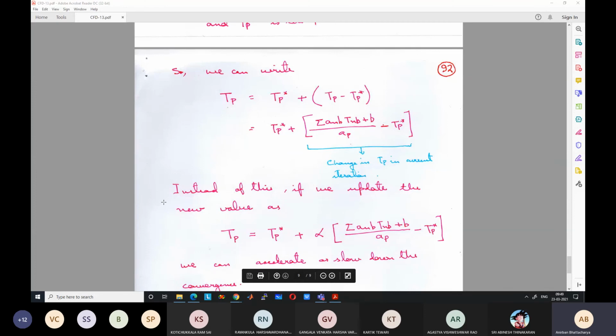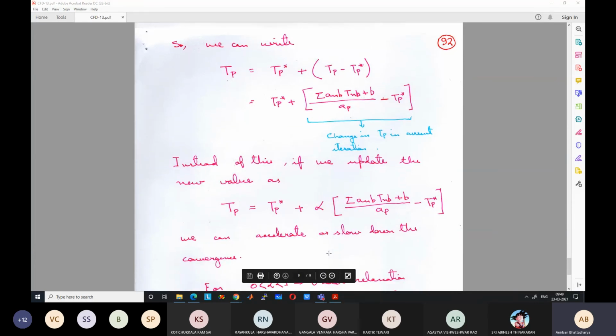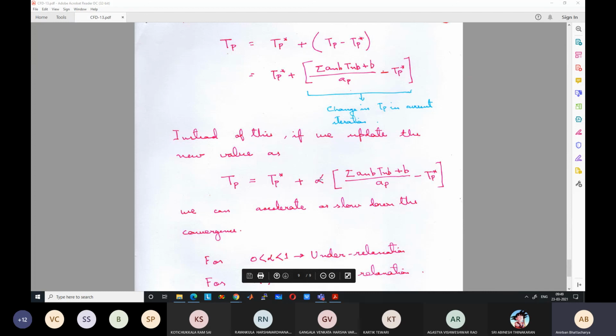Instead of this, if we update the new value as TP equal to TP star plus some factor alpha into the change that should have occurred, summation ANB TNB plus B by AP minus TP star, then the entire term within the bracket is the actual change that should have occurred, but we are multiplying it by some factor alpha. Then we can accelerate or slow down the convergence.